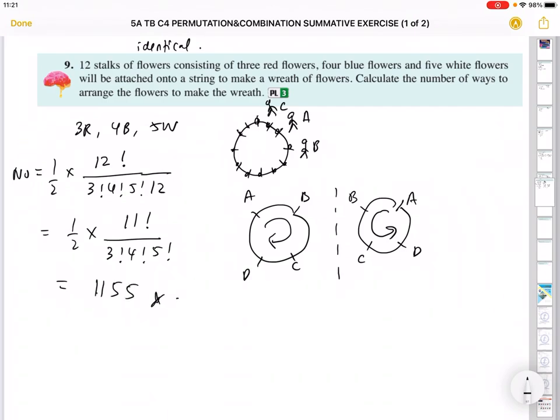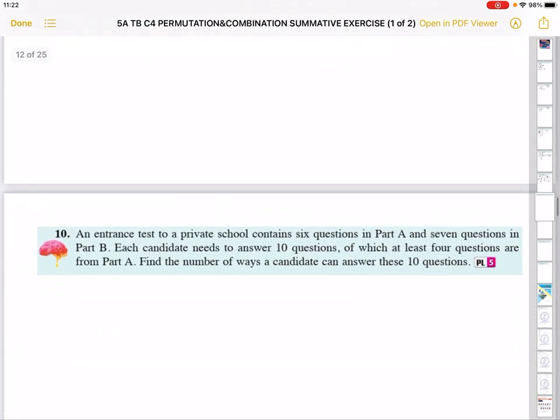Okay, so remember, this is restricted to bracelet, wreath of flower, maybe necklace, things that you arrange in a circular manner, and then you can flip it, you mirror image them. So they're actually identical, right? Not human beings, not people sitting at a table.